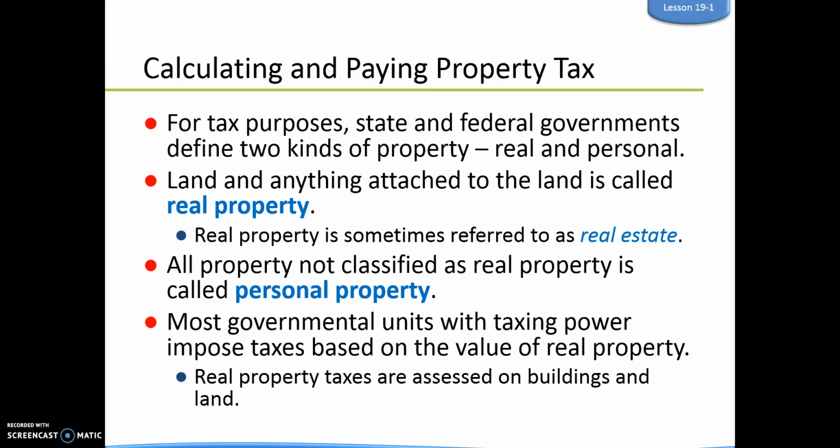anything else that would be considered a plant asset that isn't land or a building is considered personal property. Now, most government units that have the power to tax, whether that's local governments, state governments, or federal governments, impose taxes based on the value of real property. And real property taxes get assessed on buildings and land. Okay, that's most common. You're going to pay property taxes on those. It's very rare that you pay property taxes on things like boats, cars, trucks, things like that. But there are some government agencies that do that. So just be aware that that may happen with your business. But most of the time when we're talking about property tax, we're talking about paying on land and buildings.